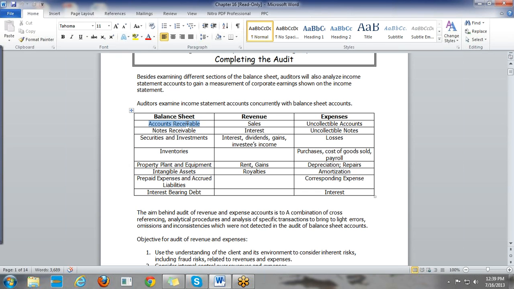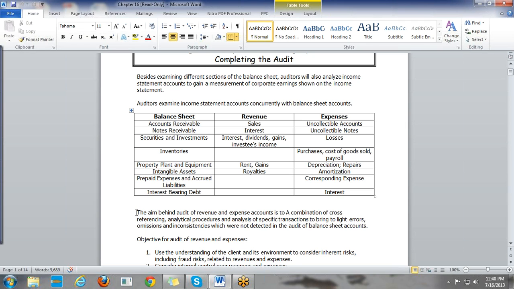When you look at accounts receivable, debit accounts receivable, then you credit sales. So we're looking at sales as well. You're also estimating the bad debt expense and uncollectibles by looking at the aging schedules. So simultaneously, you're looking at those expense accounts as well. Same with notes receivable. Same with inventories and cost of goods sold. Same with depreciation with property. Same with intangibles and amortization. So you are indirectly confirming these accounts.